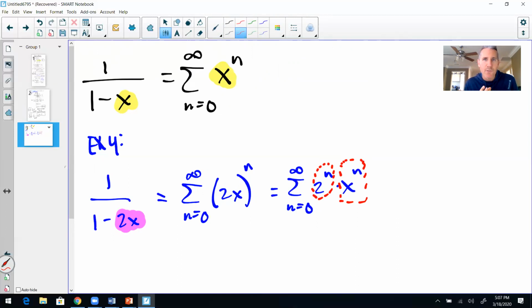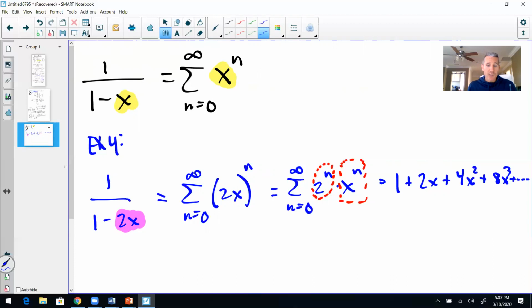So it's 2 to the 0th, which is 1, 2 to the 1st, 2 to the 2nd, 2 to the 3rd. And so this is going to look like, when n is equal to 0, I have 1. When n is equal to 1, I have 2x. When n is equal to 2, I have 4x squared. When n is equal to 3, I have 8x cubed plus ... And it's going to continue on indefinitely, okay?